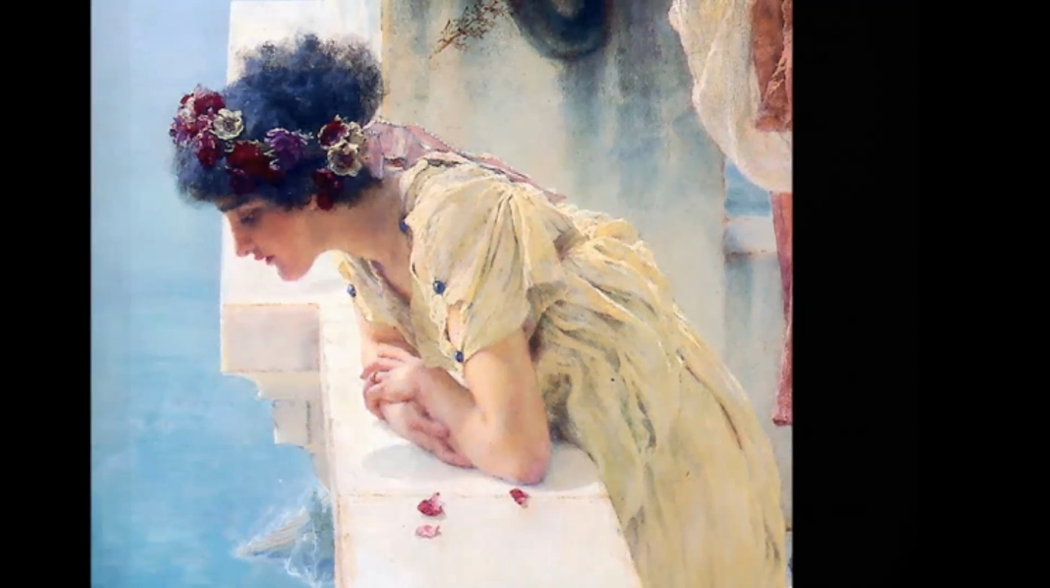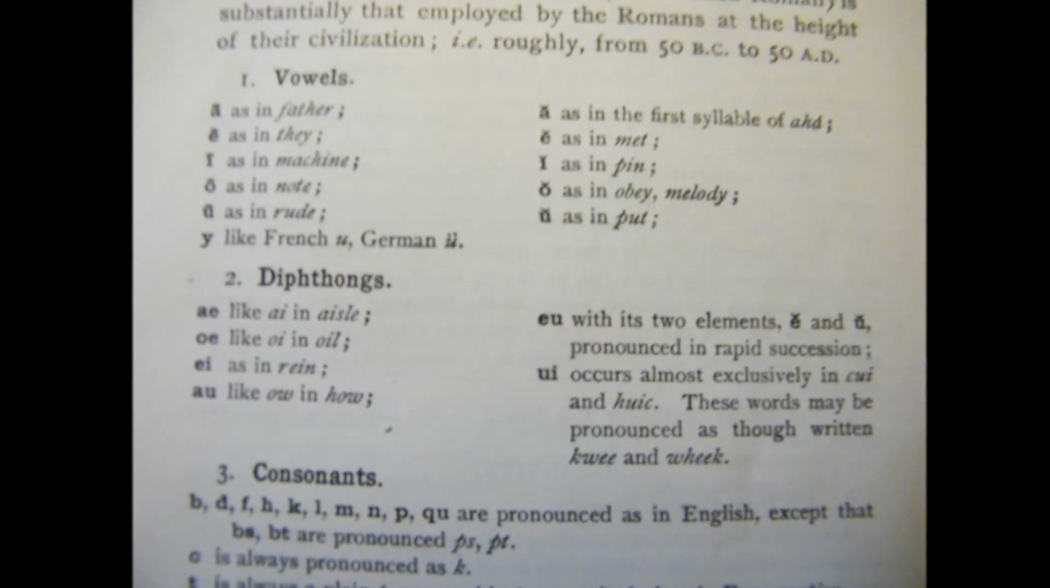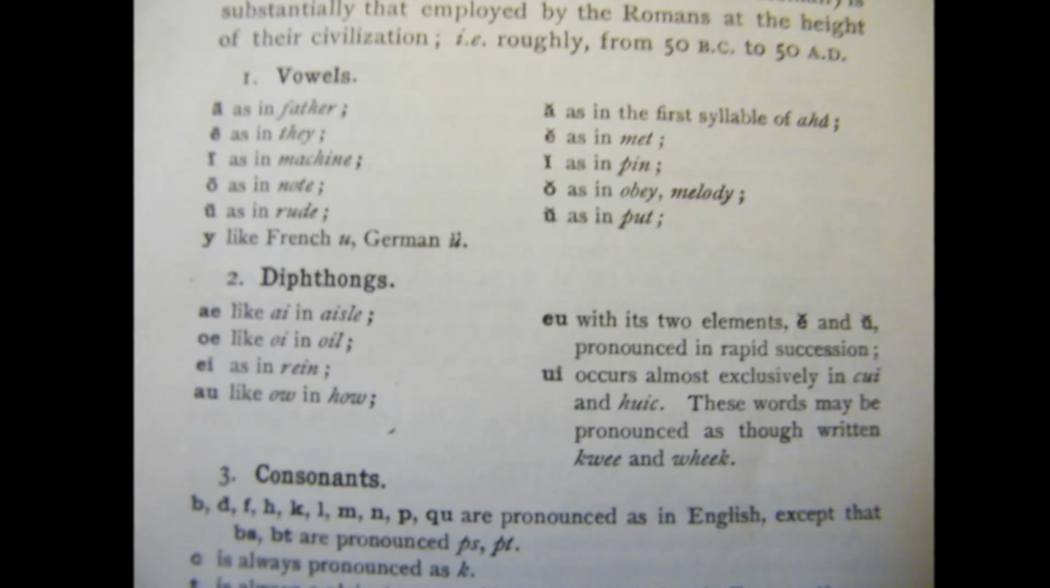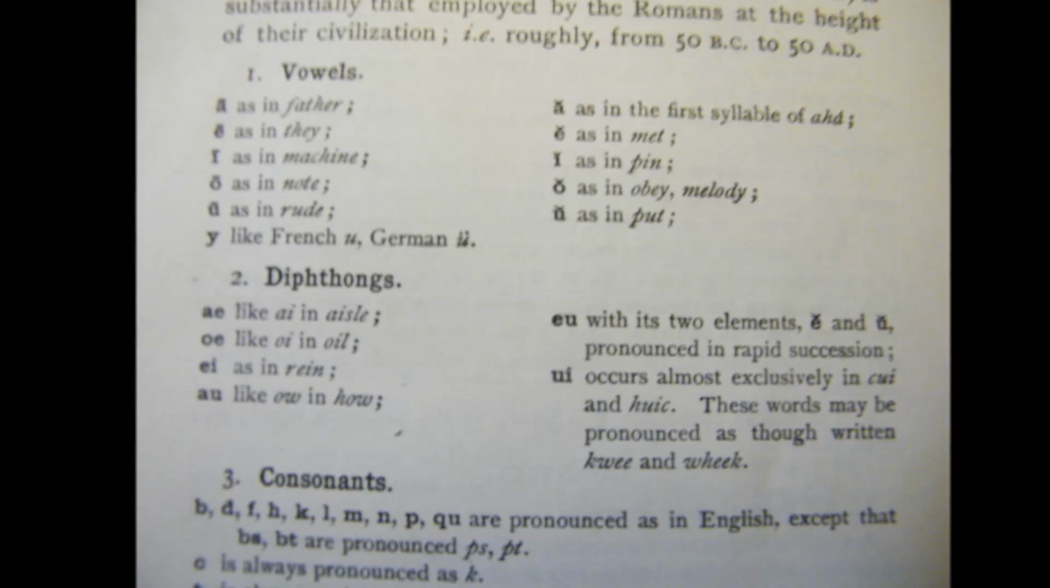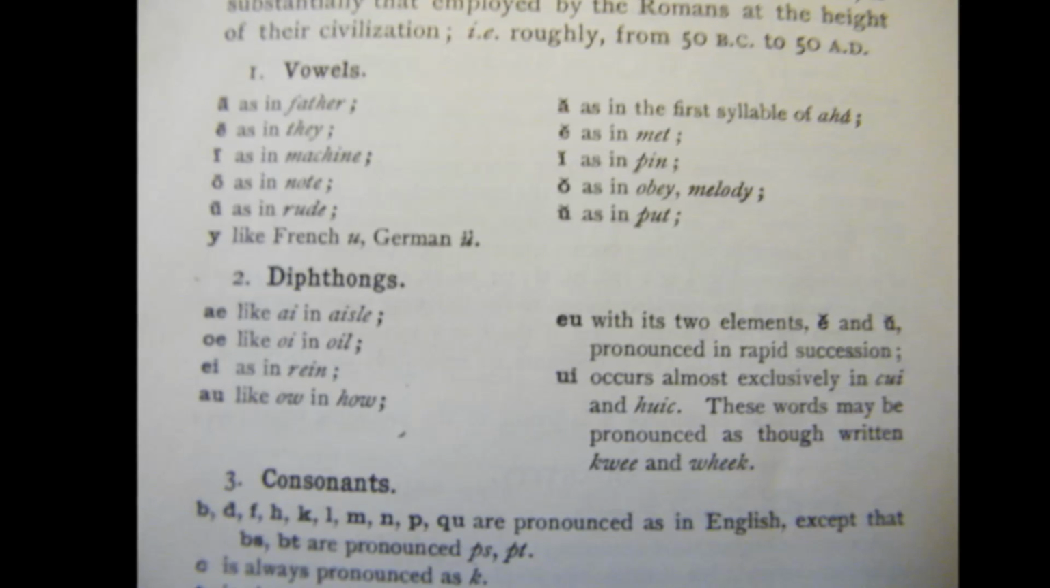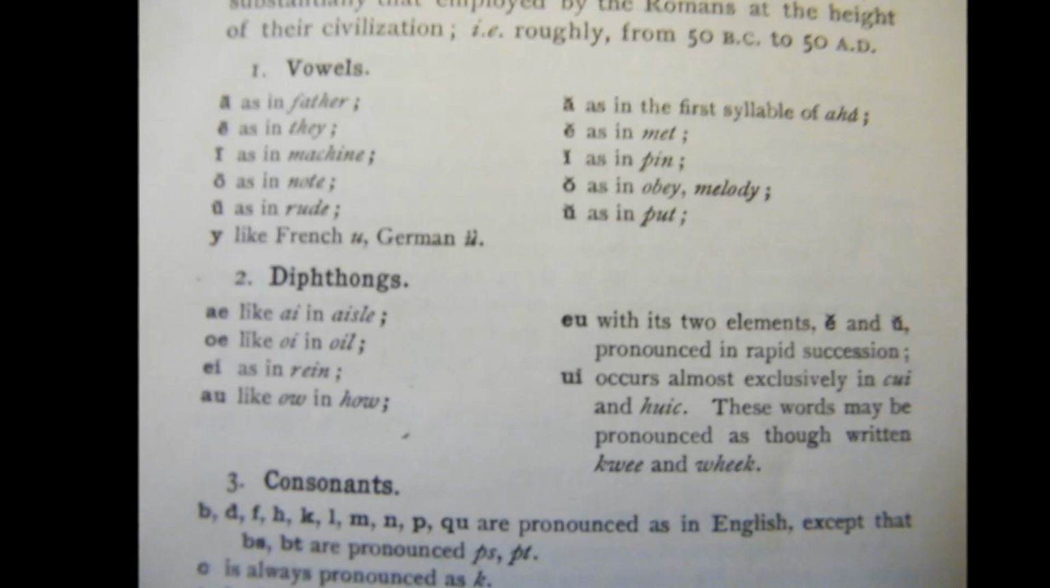So let's take a look at a book. Here is Bennett's New Latin Grammar. And it's actually a pretty good book for grammar. But for pronunciation, it's not so good. Well, it's typical classical pronunciation. But the problem with the classical pronunciation is the diphthongs.